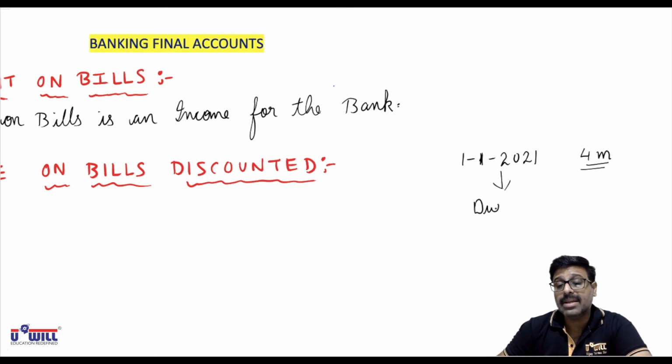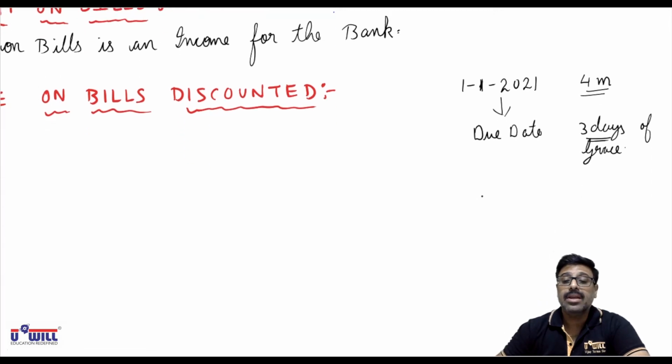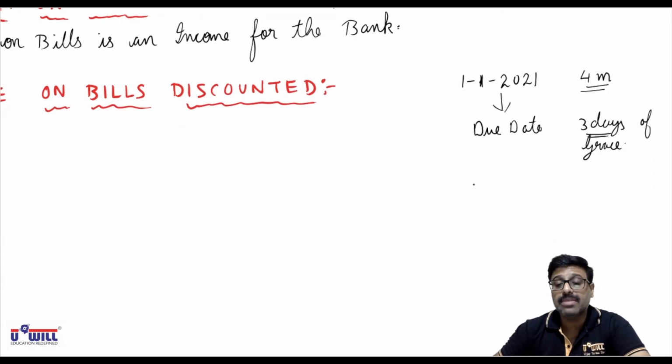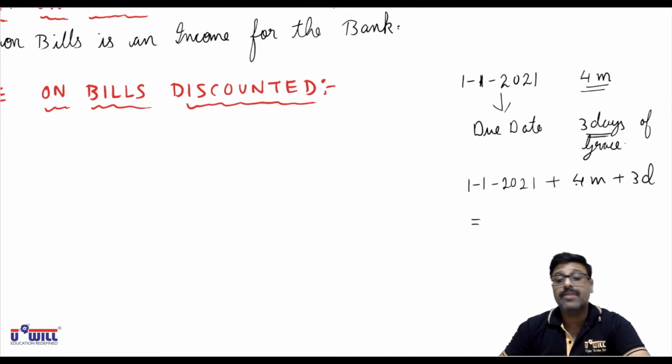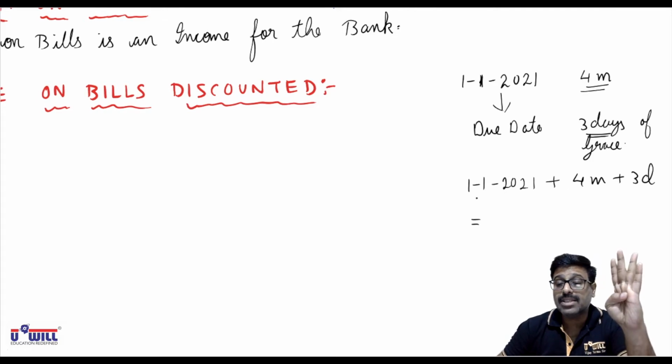First of all, how do you find the due date of the bill? You all must remember that in counting the due date we used to add 3 days of grace. This we have already studied in the past, it's not a new point for you. So what would be the due date of this bill? 1st January 2021 plus 4 months plus 3 days of grace. In January, if you add 4 months: February, March, April, May. 1st May plus 3 days, so 4th May.